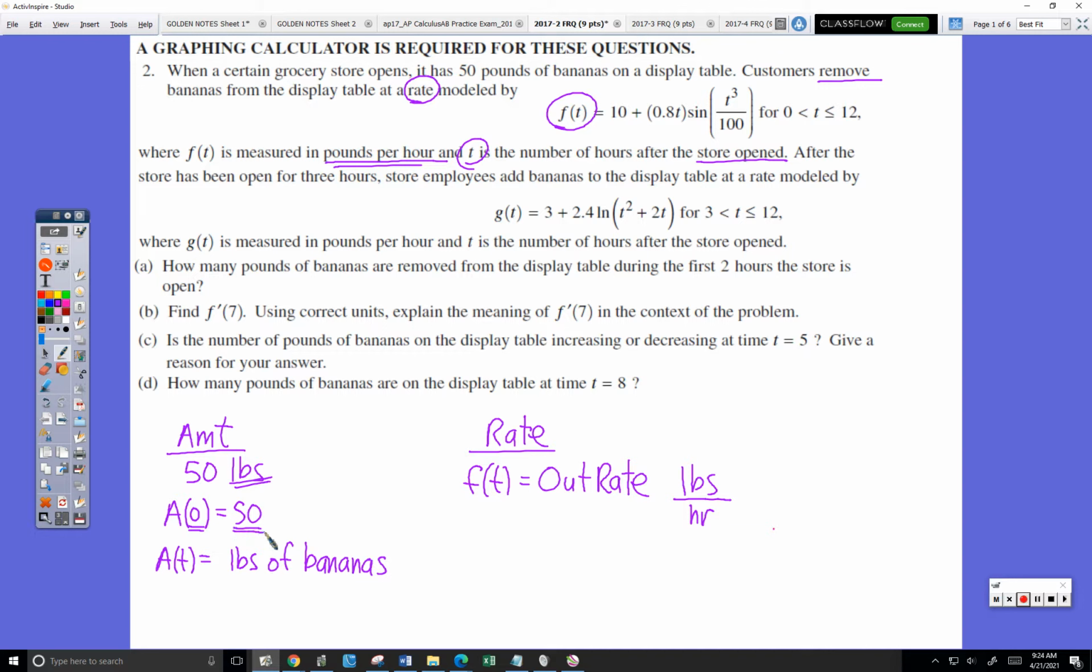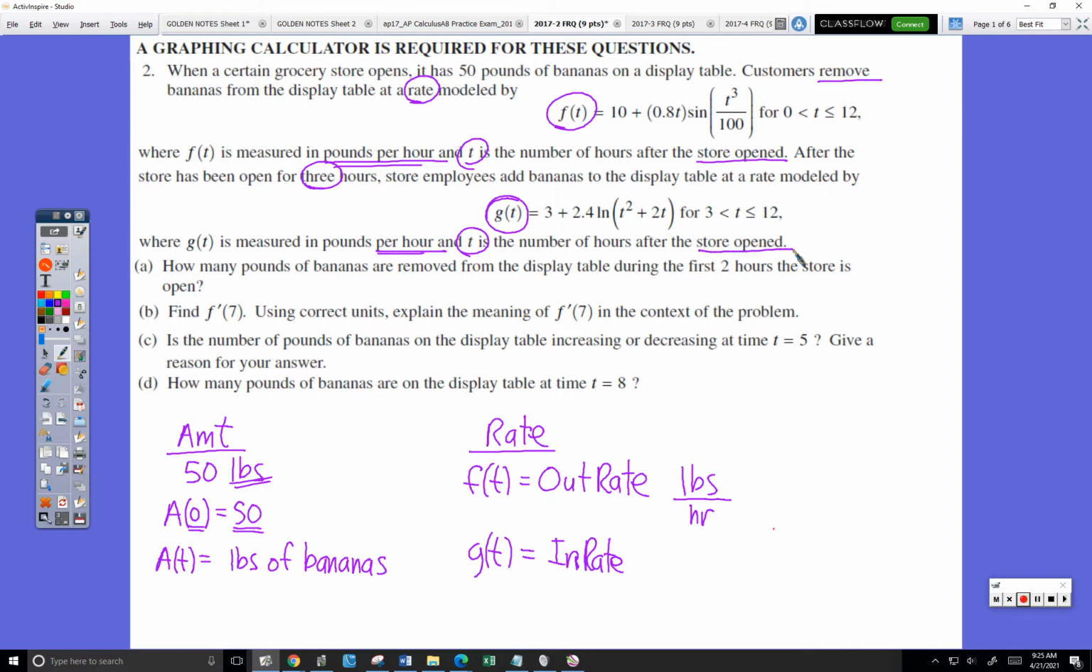After the store has been open for 3 hours, store employees add bananas to the table at this rate. So G of T is the rate of increase of the bananas, so that's my in rate. Measured in pounds per hour, and T is the number of hours after the store opens.